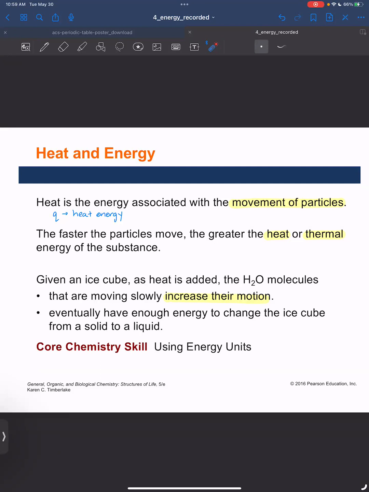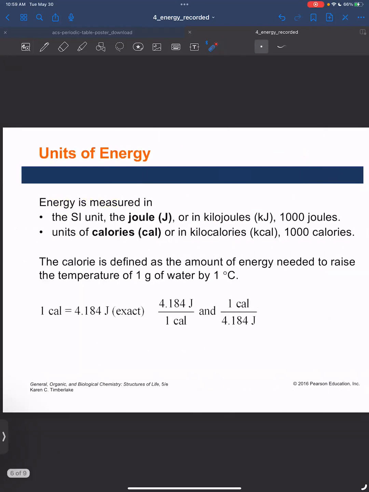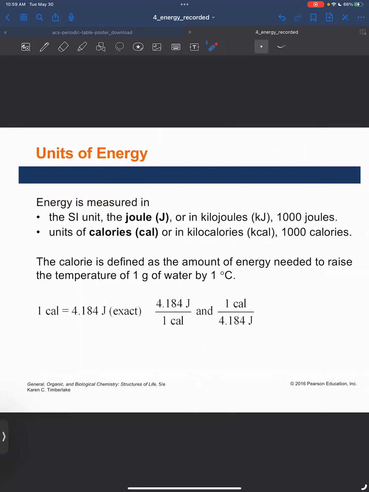And a core chemistry skill that you're learning in this video is how to use different energy units. The way we express energy is either in joules, capital letter J, or in kilojoules, and 1 kilojoule is 1,000 joules, because remember, kilo represents 1,000. Or energy can be measured in calories, little cal, or kilocalories, which would be 1,000 calories.